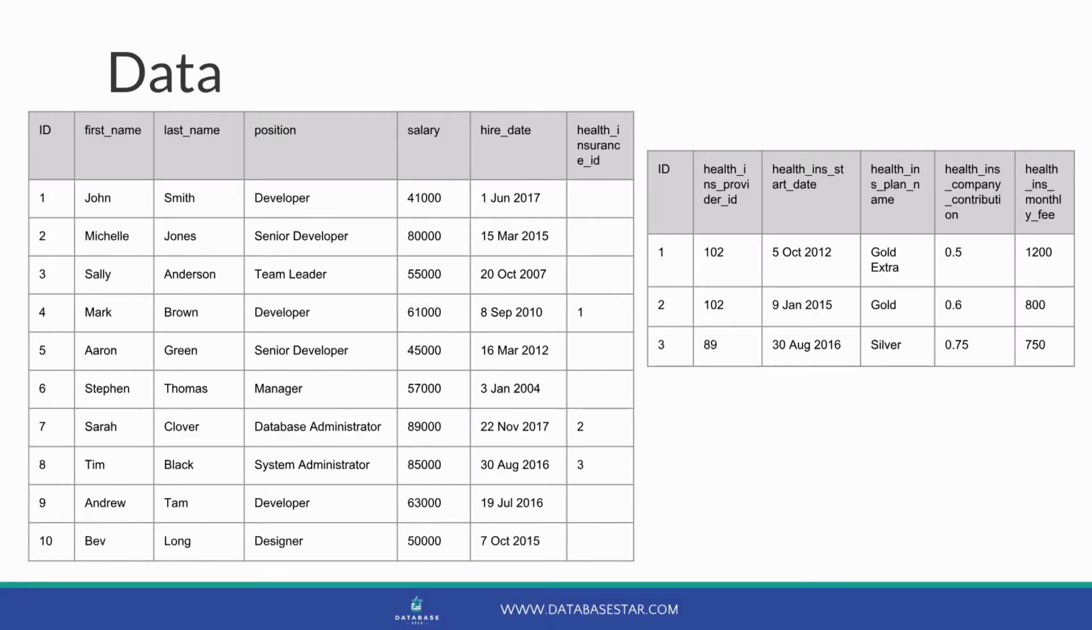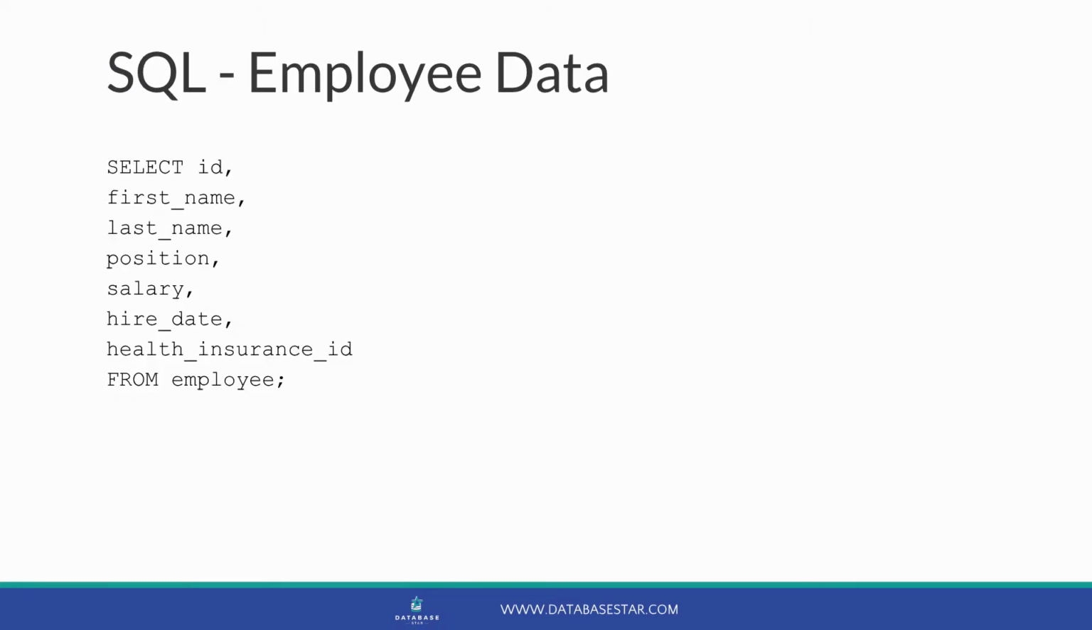Here's what our data should look like now. Here's the employee table on the left, with the data populated. And here's the EMP health insurance table on the right. The health insurance ID field in the employee table relates to the record in the EMP health insurance table on the right. Now, how would you write an SQL query to get this data?